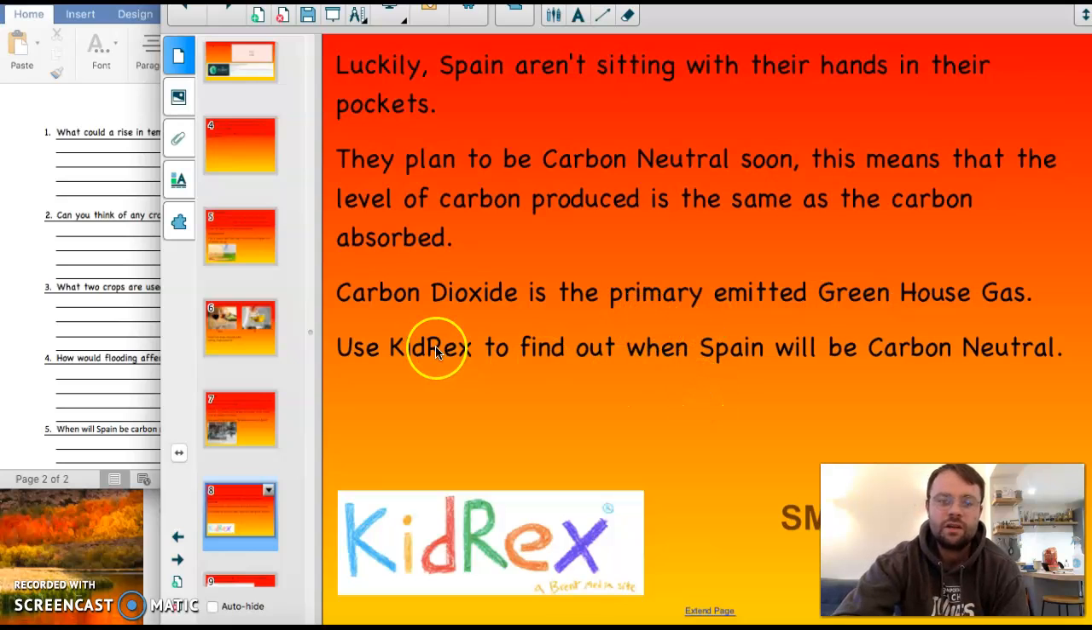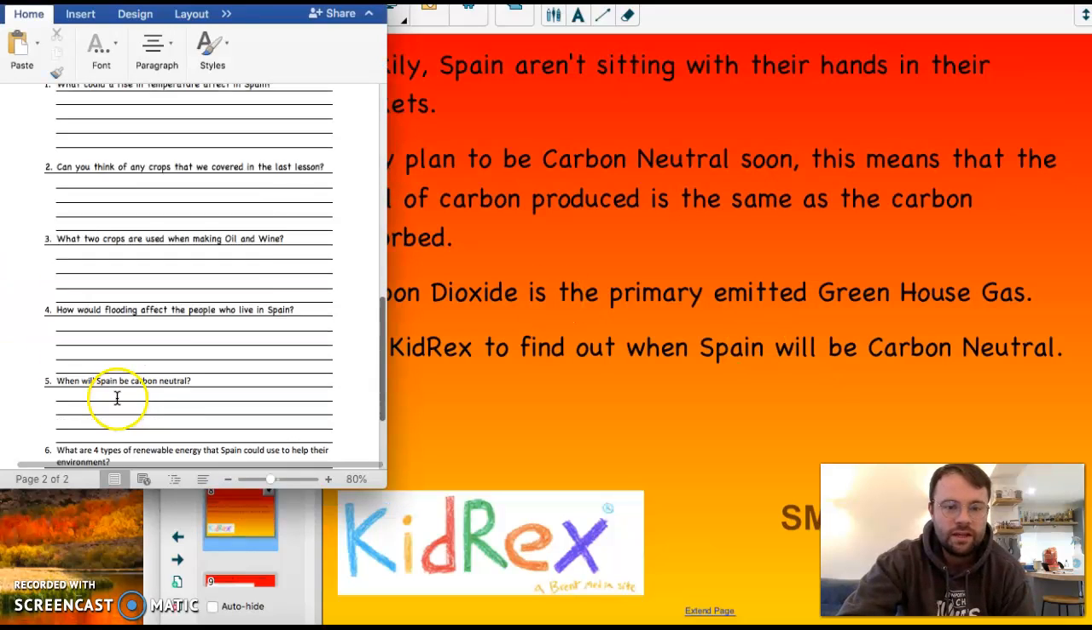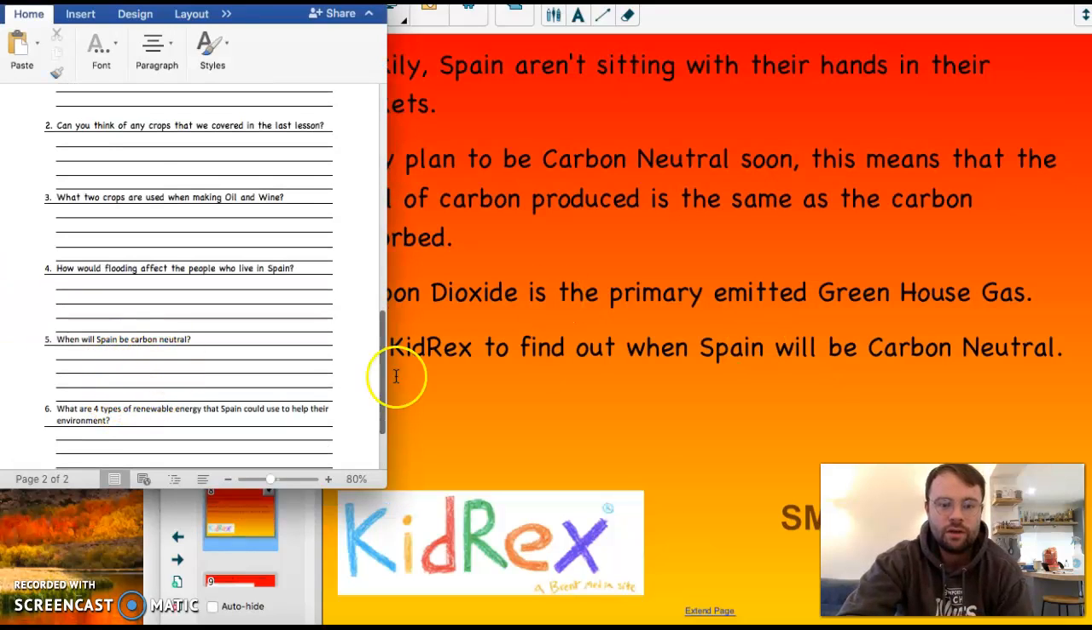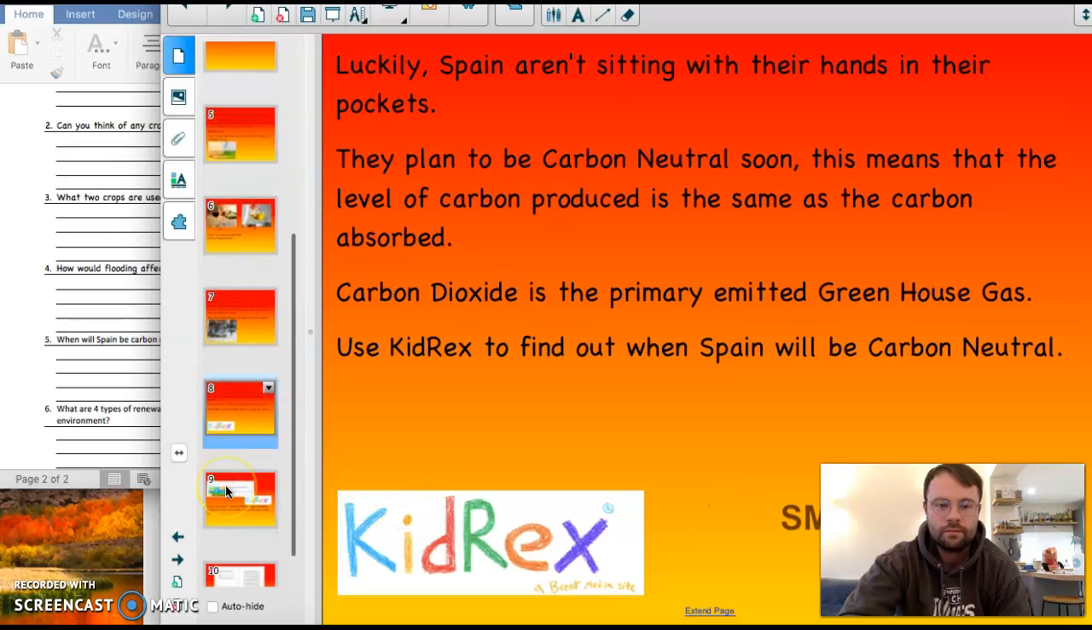So what I'd like you to do is use KidRex, this website down here, to find out when Spain will be carbon neutral. When is it planning to have the same level of carbon emissions going out as they can absorb? Okay, and I'd like you to write the answer just there on the worksheet.